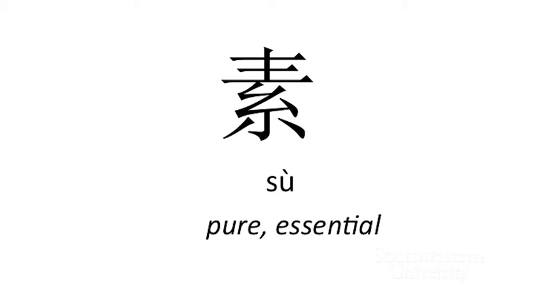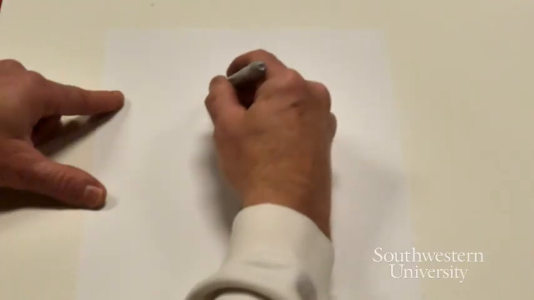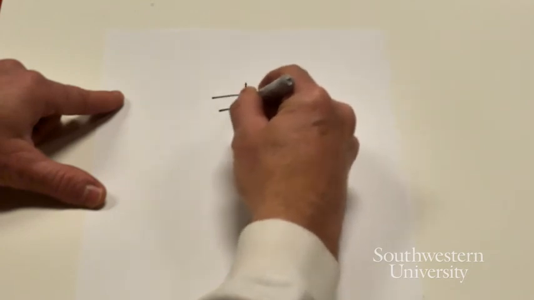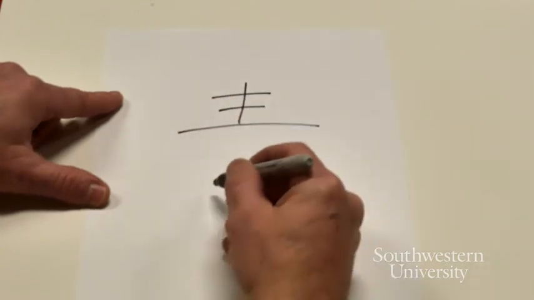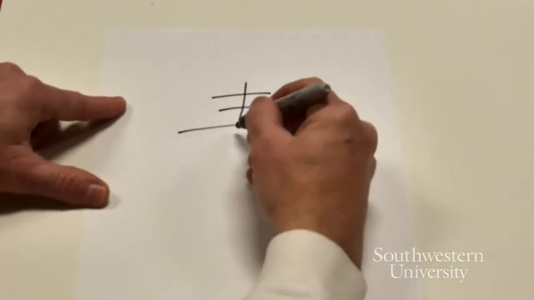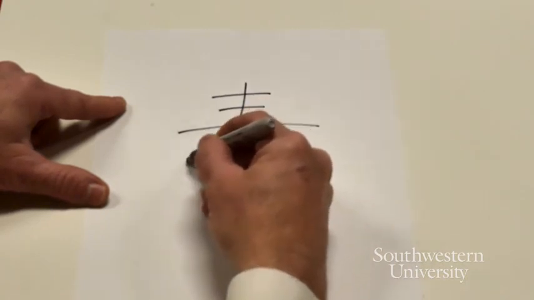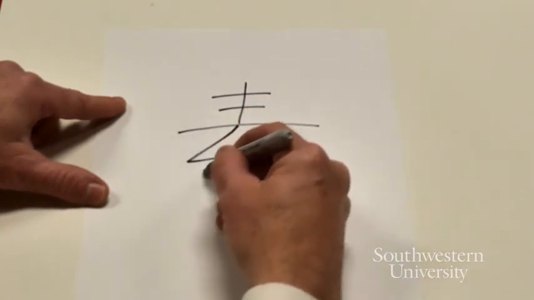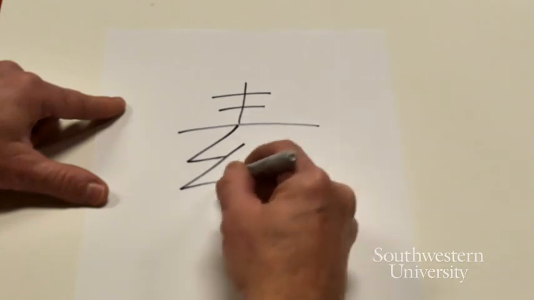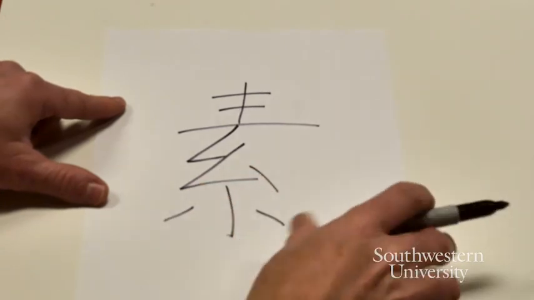Su, pure, simple essence. So you have the top component, hung, shu, hung, clean and clear, and then the bottom part, pie, ja, dian, shugo, dian, su.